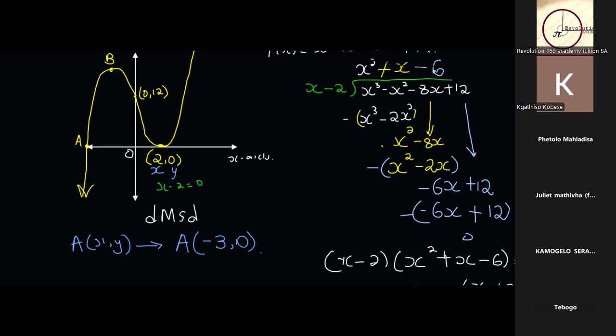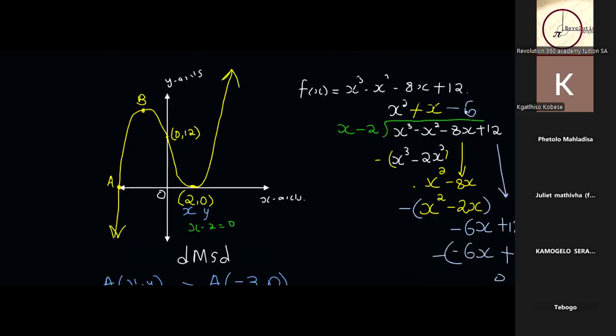The second part, they say calculate the x coordinate of B. So when they want us to calculate the x coordinate of B, you look at B. B is representing the stationary point, or the turning point. And then who can tell me how do we get the x coordinate of B?